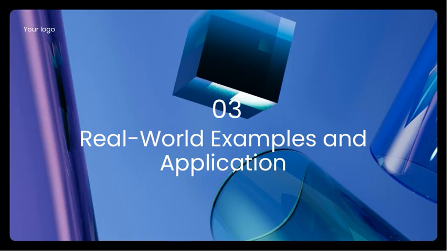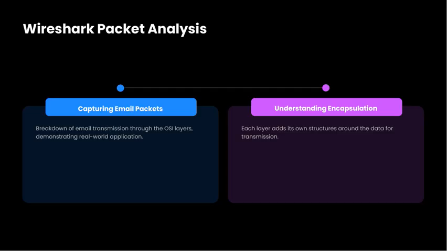So, as we move forward, keep in mind how these examples mirror your own situations and opportunities for applying what we've learned today. All right, let's take a closer look at how Wireshark helps us analyze email transmission by breaking down the process through the OSI layers.